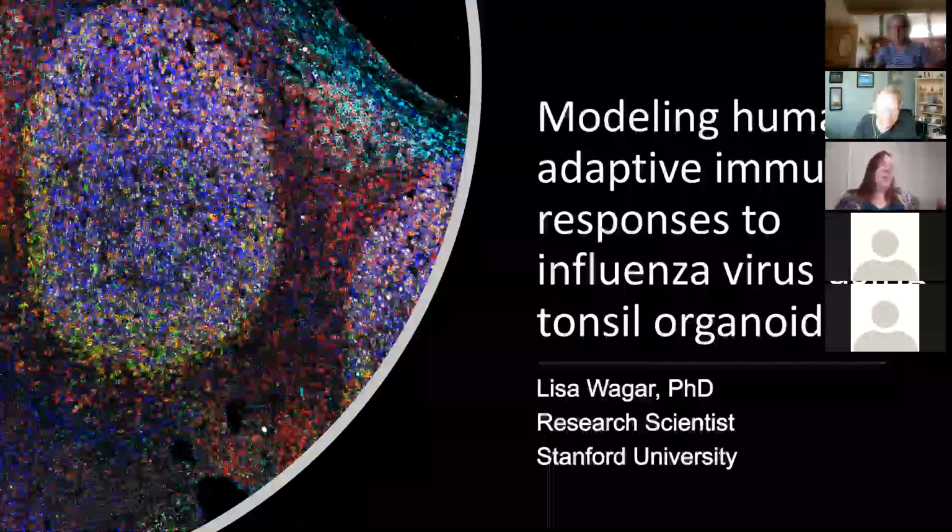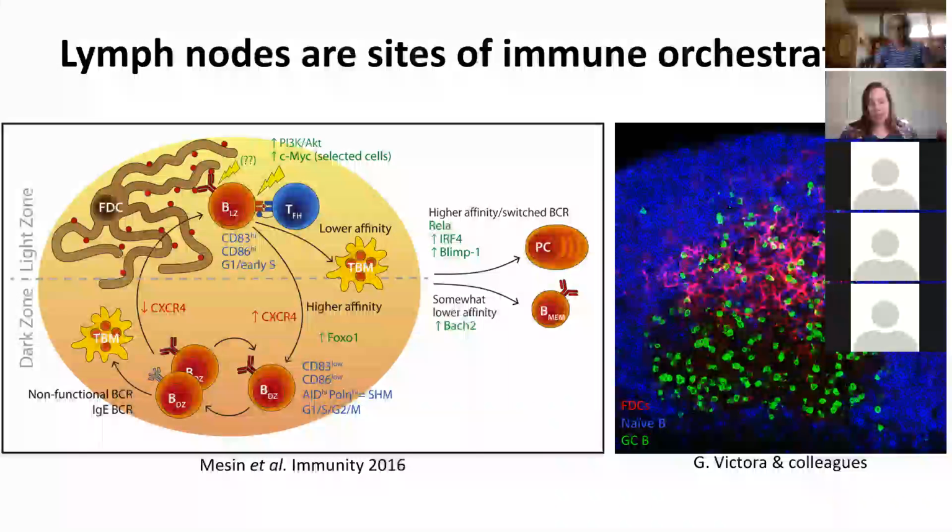All right, so as I mentioned, I'm interested in understanding adaptive immune responses in humans and what's really going on inside those lymphoid tissues. Just as a quick reminder, a lot of the action of the adaptive immune response is happening inside lymph nodes and other lymphoid tissues. Within these tissues, you have these germinal centers, which are the sites where B cells are affinity matured, where somatic hypermutation can occur, and class switching as well.